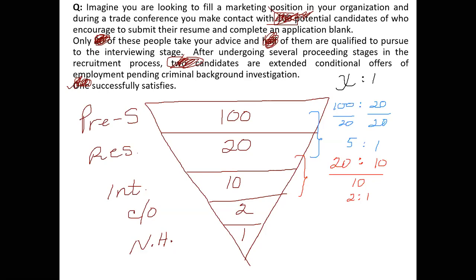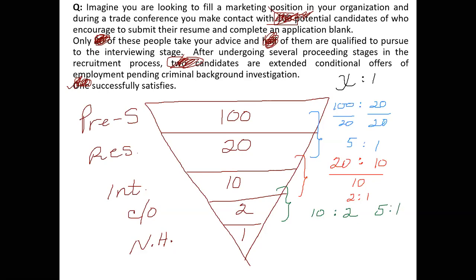Okay, let's continue. For every 10 interviews that we hold, we're only going to extend 2 conditional offers. Again, for the sake of simplicity, I'll divide both 10 and 2 by 2, and that brings me, by coincidence again, to 5 to 1.